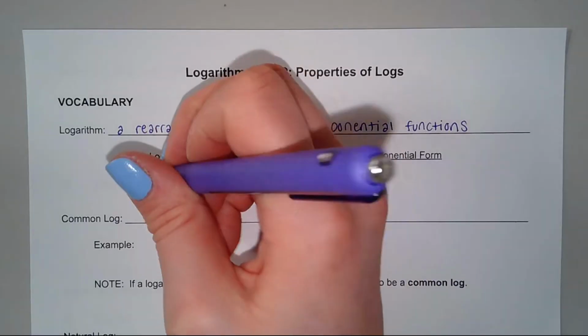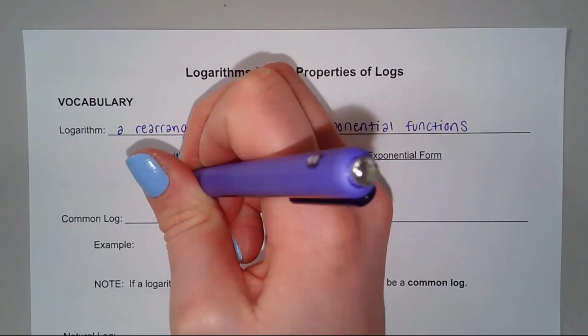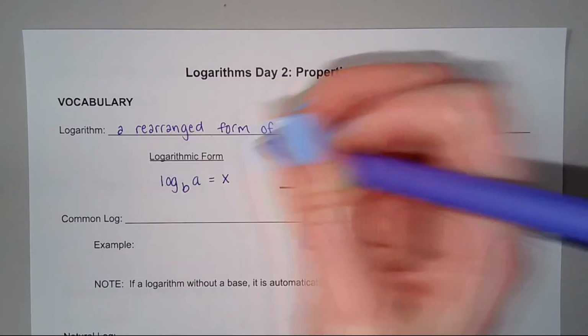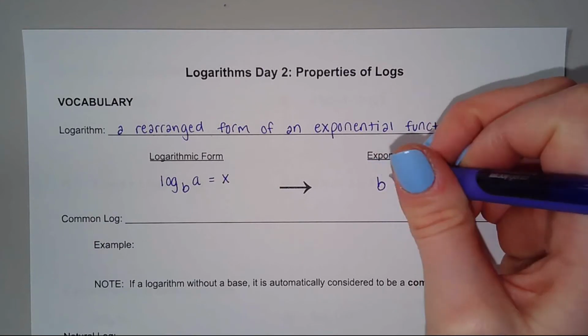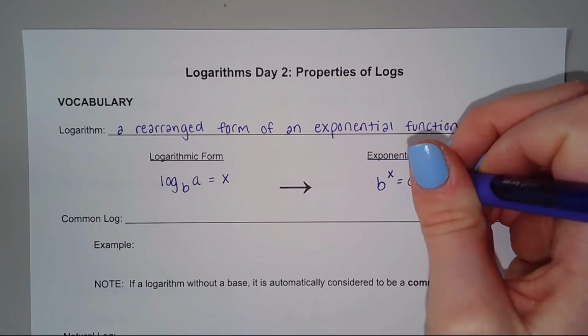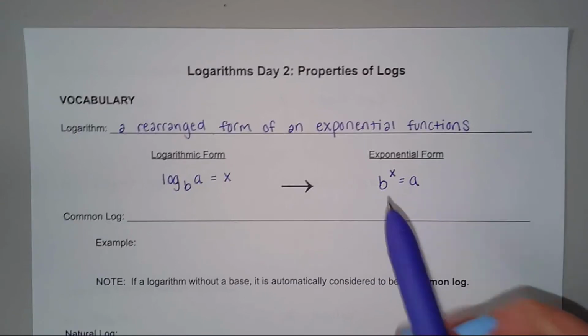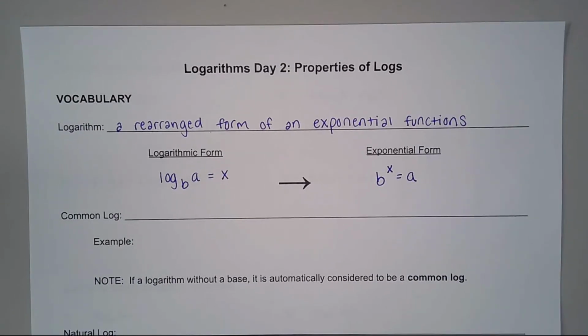We have learned that logarithmic form looks like this, where we have a base, an answer, and that's equal to our exponent, which correlates. If I do the base and the exponent, that should get us to the answer. So we see that all of these pieces are the same. They're just arranged differently between the different forms.